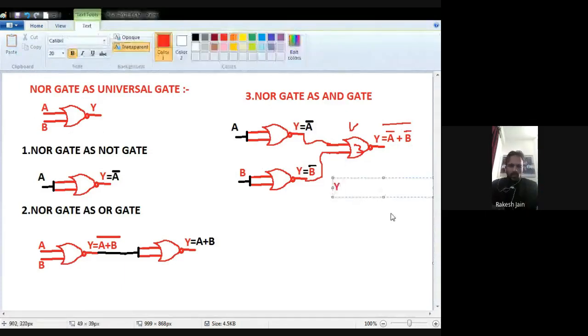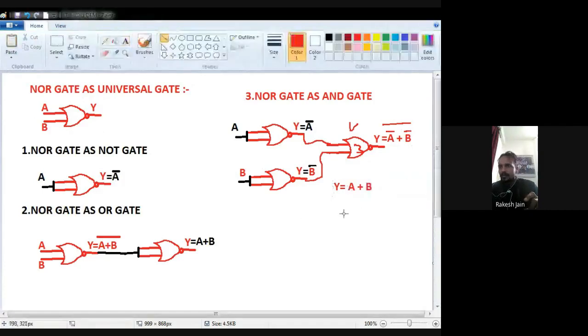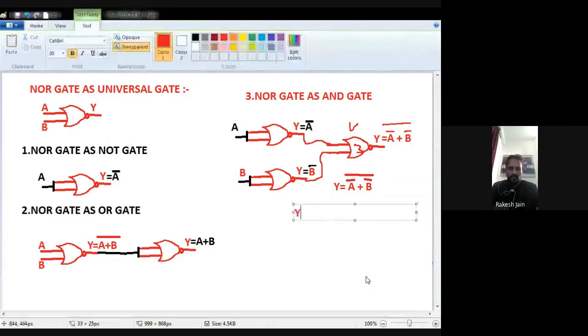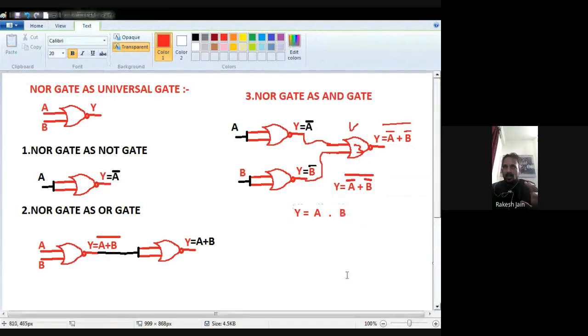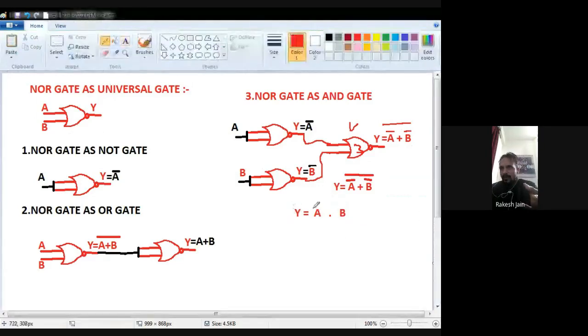So now see, according to De Morgan's theorem, here we find Y is equal to (A bar plus B bar) bar. And De Morgan's theorem states that if two things are in addition having a bar, then just split them with a multiplication sign, meaning dot, and bar them individually. So the first thing is A bar bar, the second thing is B bar bar.